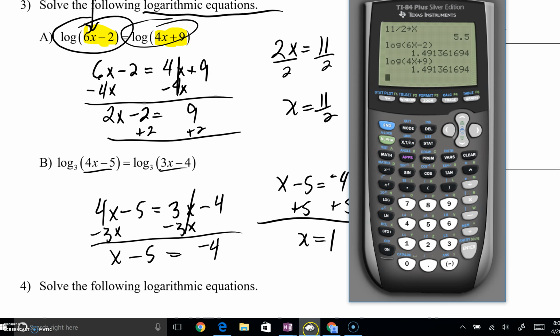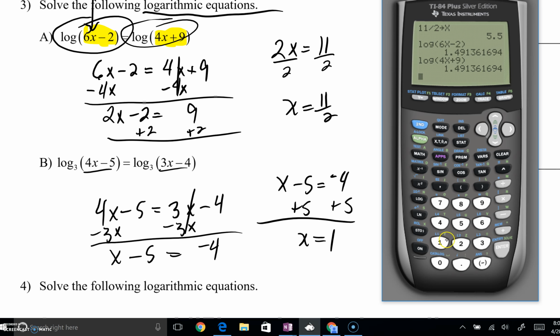Now again, seems like everything's going great. We've got a nice simple answer. X is equal to 1. But let's double check and make sure this thing works. If I were to type in the log base 3 of 4x minus 5, you get no real answer.